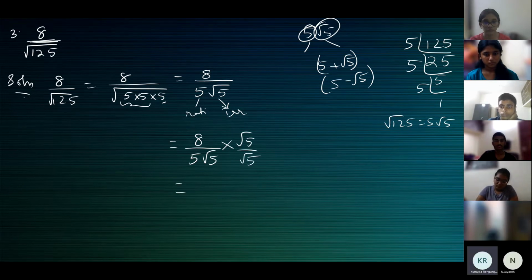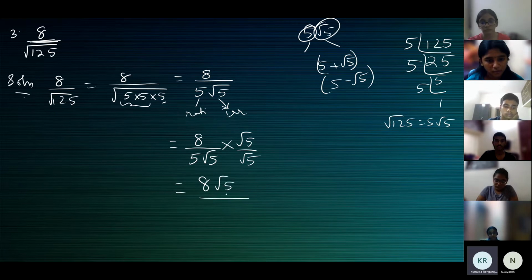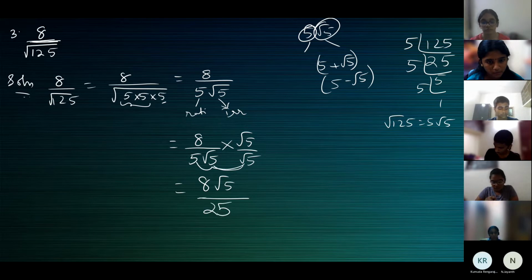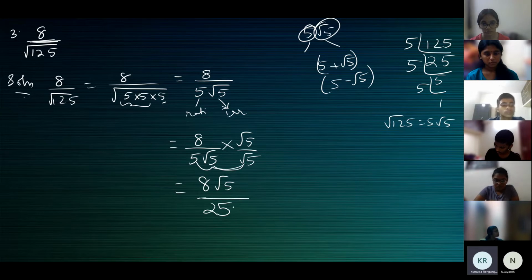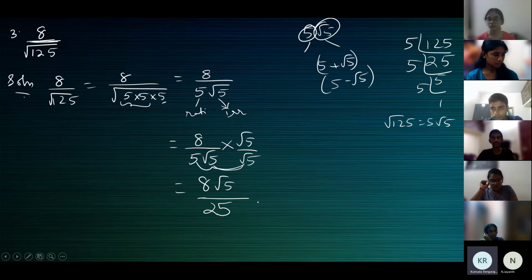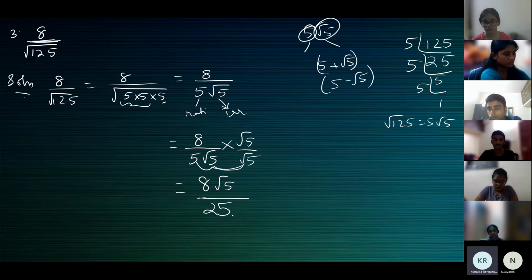So the numerator is 8 into root 5, which is 8 root 5, divided by root 5 into root 5, which is 25. Root 5 into root 5 is 5, and 5 fives are 25. Supposing 8 and 25 could be simplified, you could cancel, but here it's not possible. 8 and 25 cannot be simplified. So this is the result. And you can see the denominator 25 is rational.